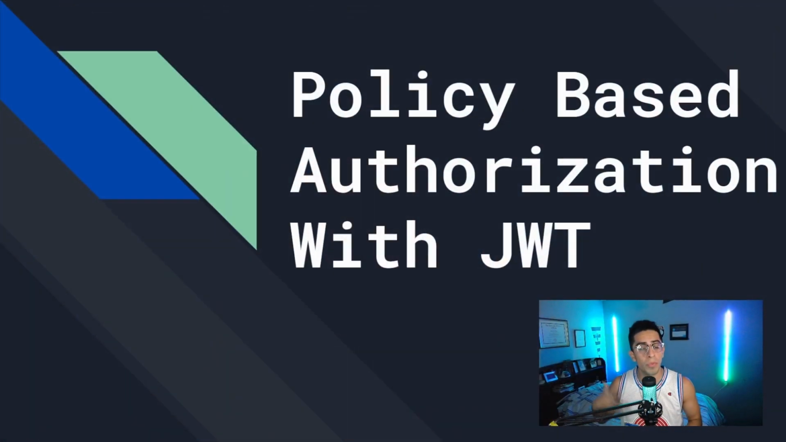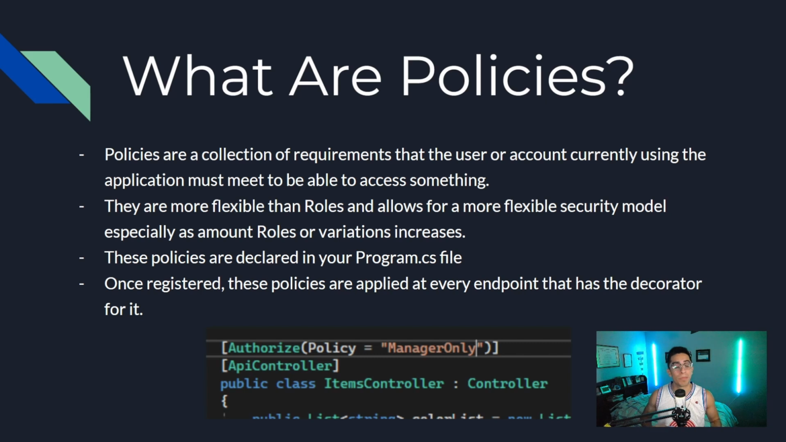authorization. So before we dive into the code, I want to explain what policies are and how they are used in conjunction with JWT to authorize given endpoints and make them a little bit more secure. So let's dive into what they are. So what are policies? Policies are a collection of requirements that the user or account currently using the app must meet to be able to access something.